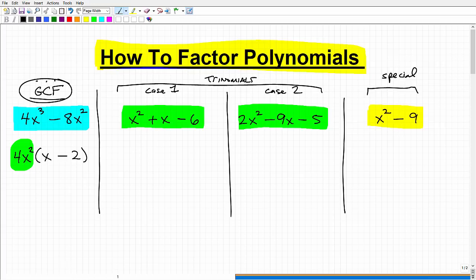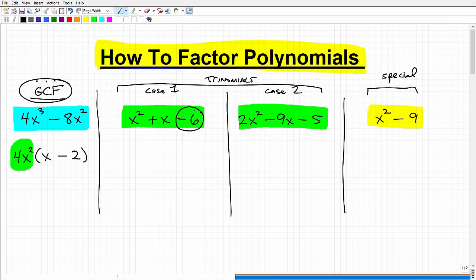Okay, so let's get into this. Very briefly, case 1 is a trinomial where there's just a 1 in front of the leading term. The 1 is the leading coefficient when you write it in standard form. The easiest way to factor a case 1, if it is factorable, is to look at this last number.